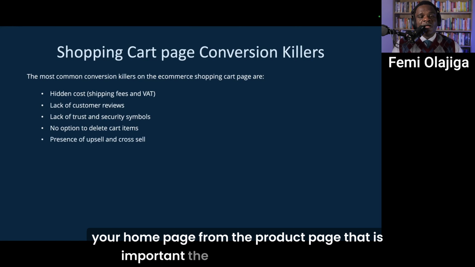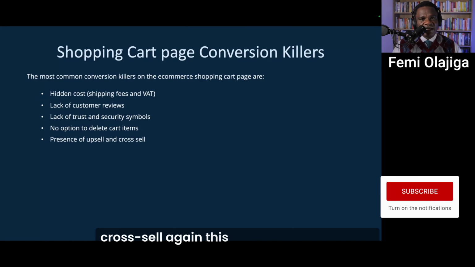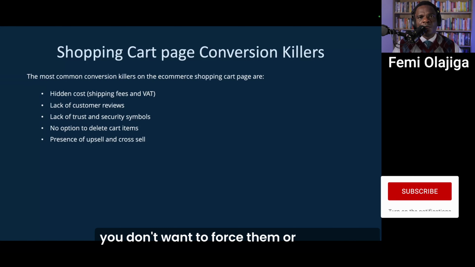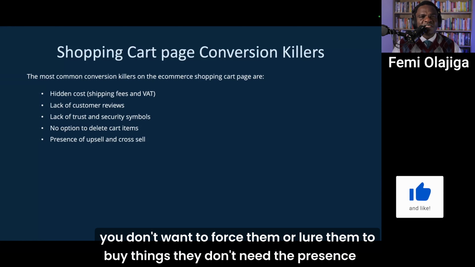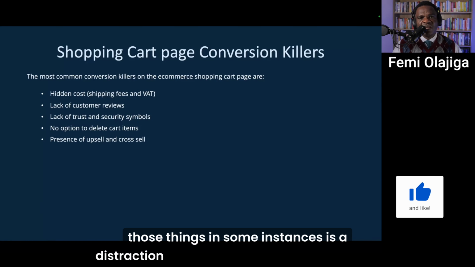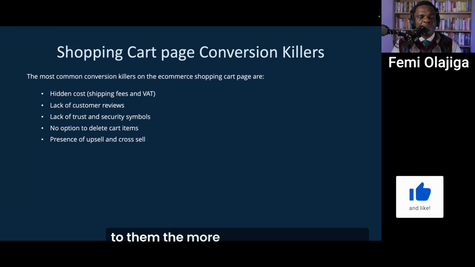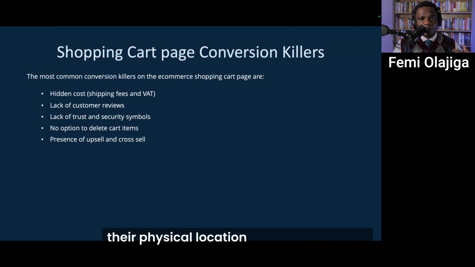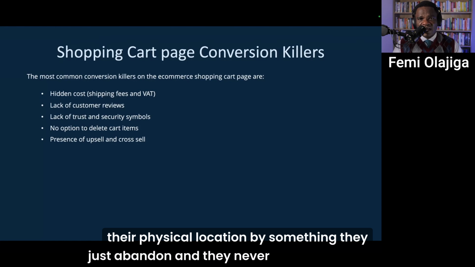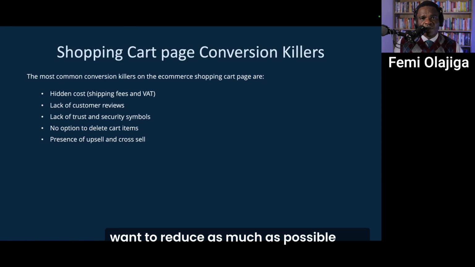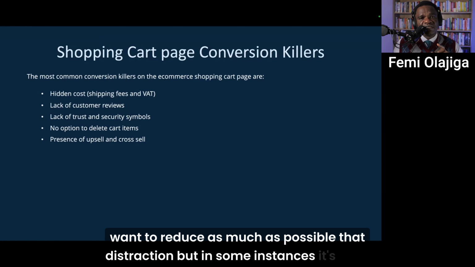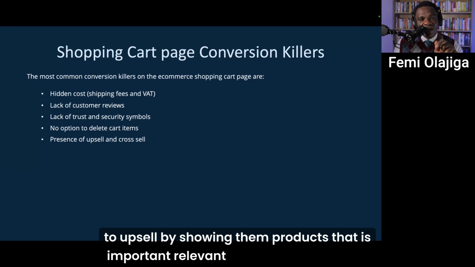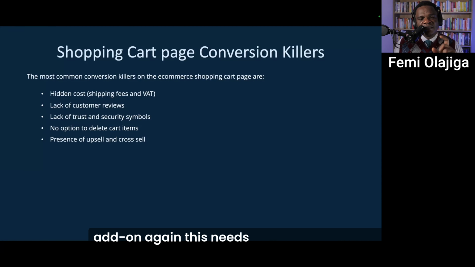That is important. The presence of upsell and cross-sell. Again, this needs to be A/B tested. When someone has made up their mind to buy, you don't want to force them or lure them to buy things they don't need. The presence of those things in some instances is a distraction. And the more distraction you give to them, the more they start thinking, do I need to buy something extra? And once they get distracted, even in a physical location, by something, they just abandon and they never come back. So you want to reduce that distraction as much as possible. But in some instances, it's okay to upsell by showing them products that are relevant to that product, like an add-on. Again, this needs to be A/B tested.